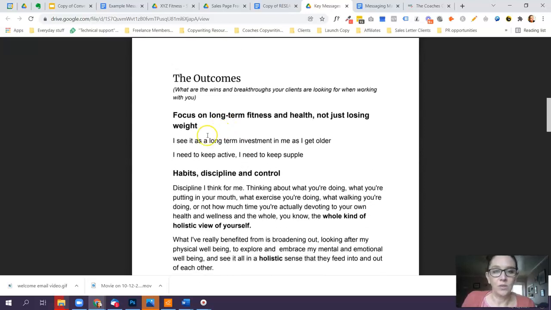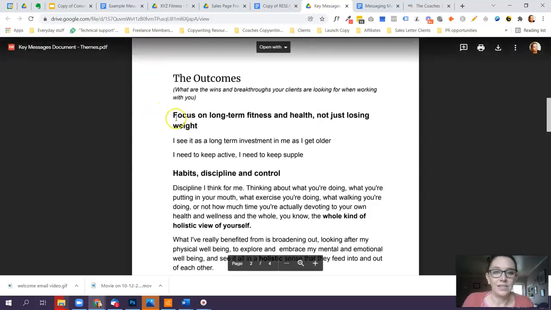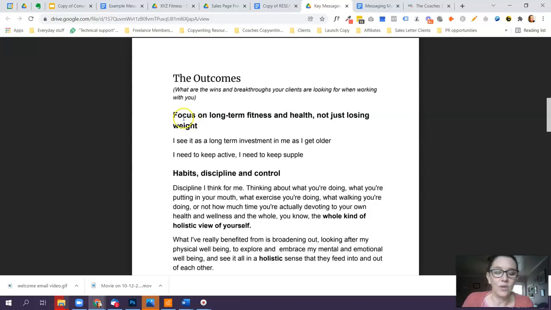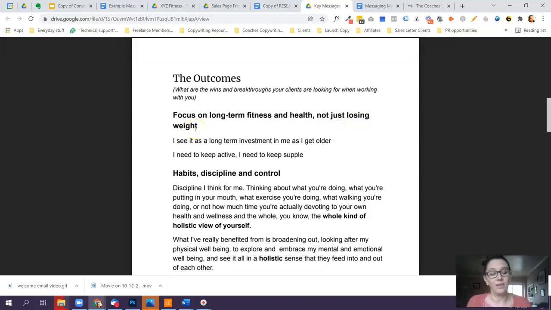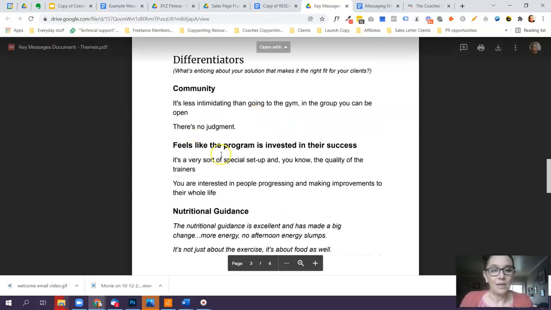So same thing with the outcomes. There are lots of outcomes, and then I broke them into buckets. So things like, their focus isn't just about losing weight, but there's a focus on long-term fitness and health. And this is a really important message to pull out that we could then put onto the sales page, because the program was about helping them to not just lose weight, but to take those women who've hit some initial goals at the gym and want to look at a longer-term plan for their long-term fitness and health. And so there was lots of different things to say with the differentiators.